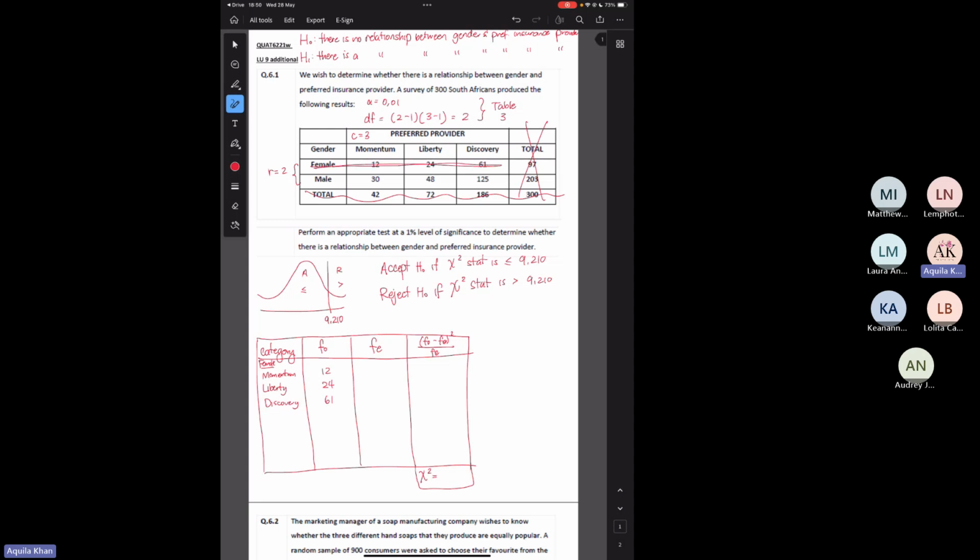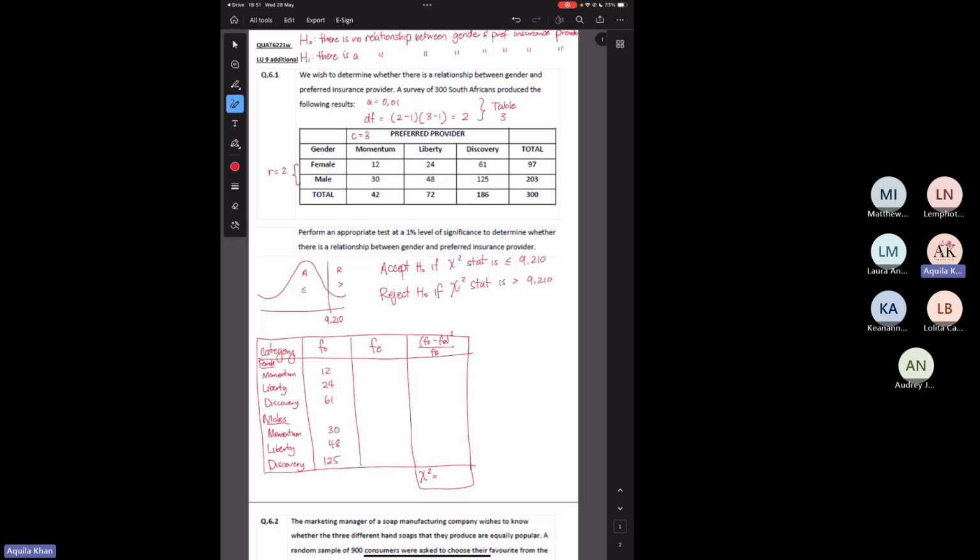Then you're done with the females now. You completed that row, so you move to the next row. So the next row now is your males. So you'll put in the heading of males, and then again go across. So momentum is 30, liberty is 48, and discovery is 125. And now you're done with your FO values. So you're literally just copying from the table for that one.